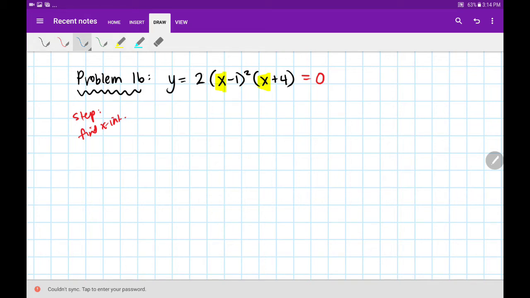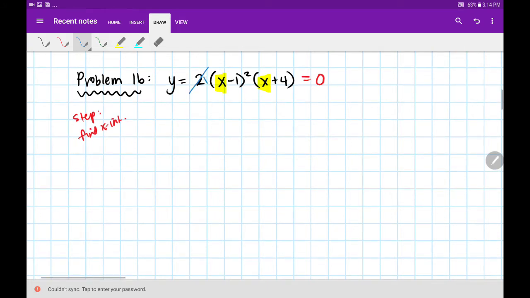This 2 out in front doesn't actually matter. However, if it was 2x, then we would have a third x-intercept. But since there's no x there, we can really just ignore that 2. It doesn't matter for our purposes today. So let's find our x-intercepts. We have at x equals 1 and at x equals -4.